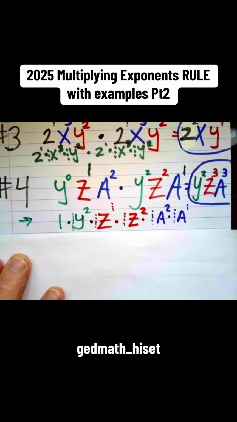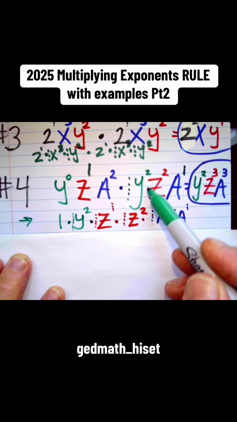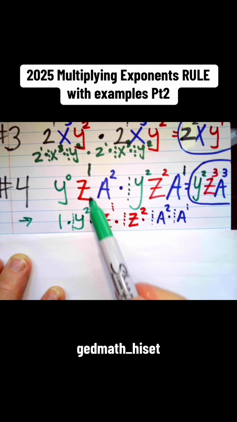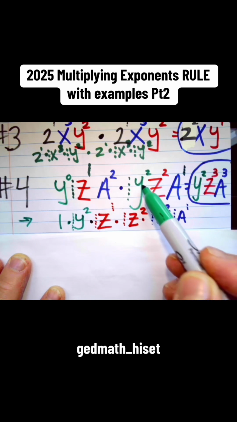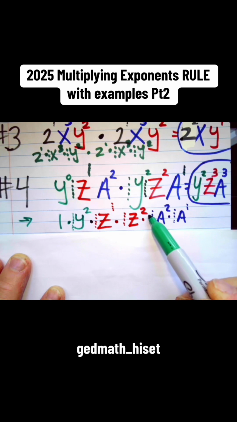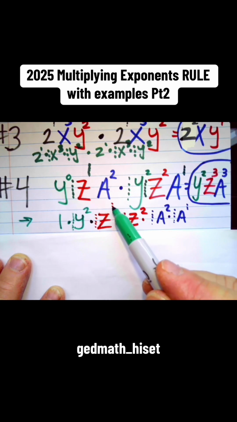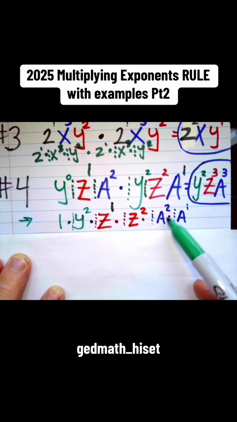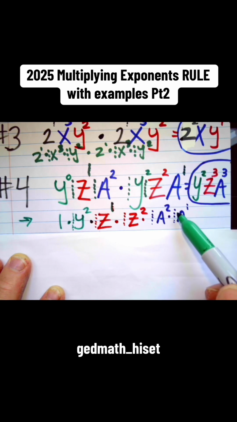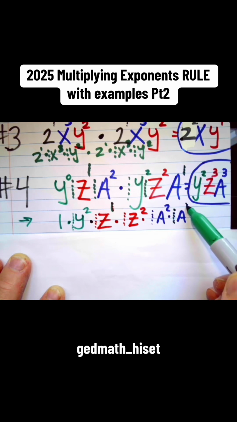So here I'm trying to show you a little bit further, breaking it down. This is y to the 0 is 1 times 1y to the second power times 1z times 1z to the second power. Remember, that's z to the first power. You can just write that in here. Times 1a to the second power right here. Times a to the first power, which again is just an invisible 1.